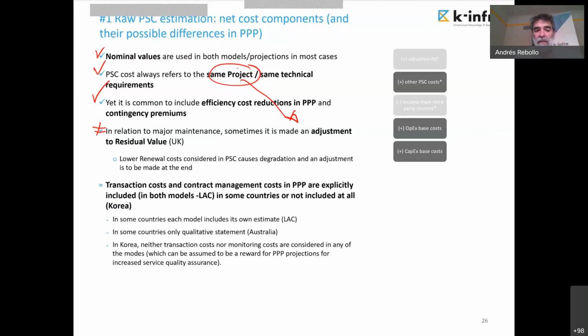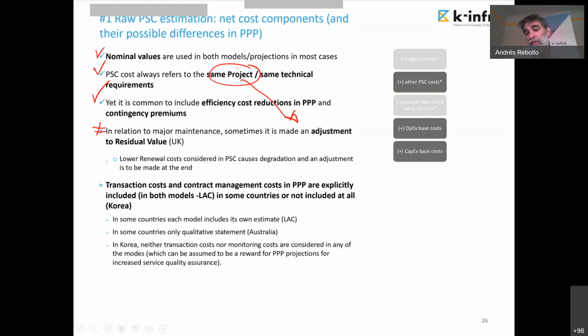And then something that is sometimes similar or different to the CP3P description is transaction costs and contract management costs. Sometimes they are explicitly included in both models, so you don't need to adjust. Sometimes they are not included at all in either of the two models, like in Korea. In Korea, they are not incorporating transaction costs, nor monitoring costs. They are considering that they are the same, so they are neutral. So this could be like assuming that this is a reward for the PPP projections in favor of the increased quality assurance that we could expect. Okay, we will discuss this later on.